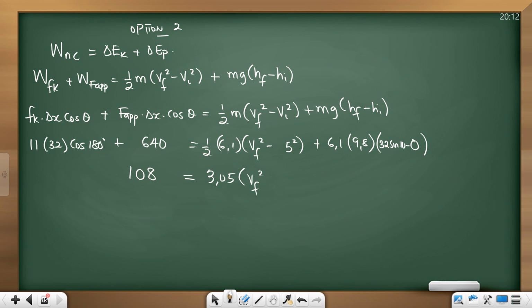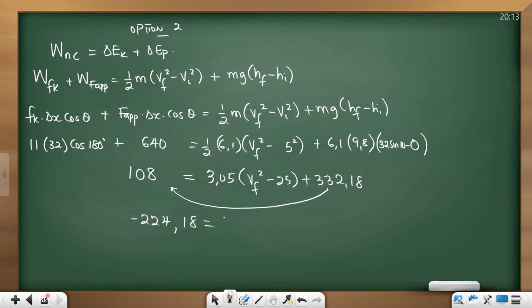What is this? 3,05 df squared minus 25. What would this give me? Quickly. 6,1 times 9,8 times 32 sine 10. You have finished typing a whole passage. 332,18. Can I take that 332,18 over? We take that over, it becomes negative. Minus 224,18.